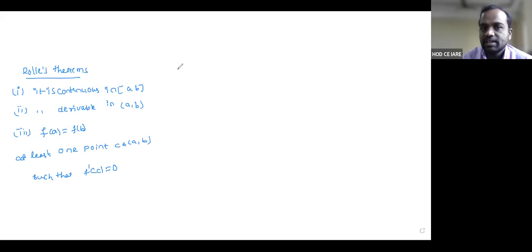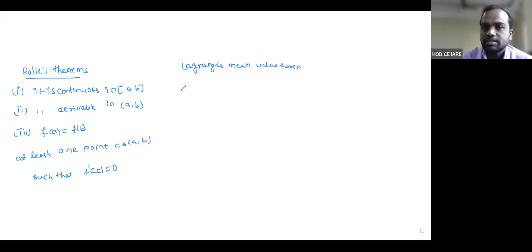Next, the second theorem is Lagrange's mean value theorem.